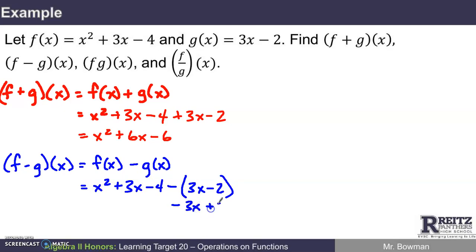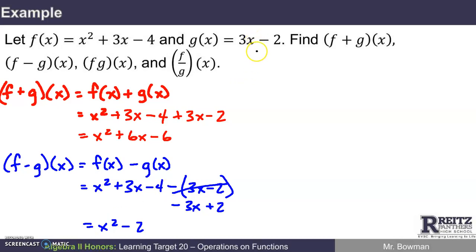So to write this in simplest form, I've got x squared. 3x minus 3x is actually 0, but negative 4 plus 2 is minus 2. And there's my answer. That function gives me f minus g.